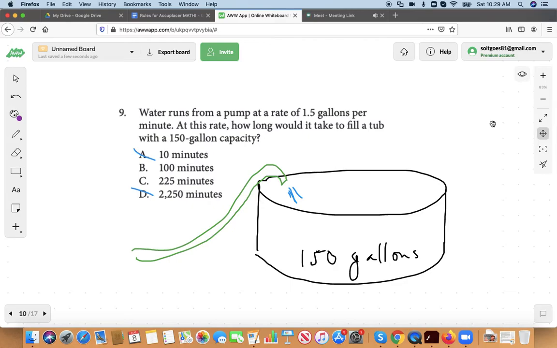But remember, once we were just playing with the numbers and understanding the question, we said we just multiply the number of gallons by the number of minutes, and we find how much is in the tub. Do you think you know what the answer is? Yes. What's the answer? B. It's got to be B, doesn't it? Do you multiply 1.5 times 100? Yes. What'd you get? 150. Bingo.